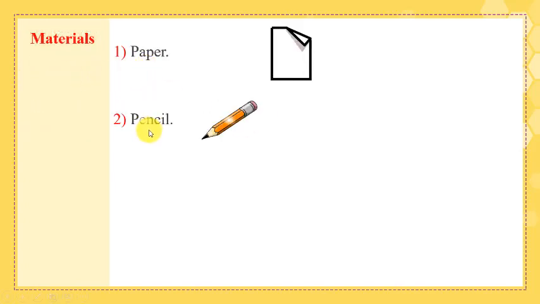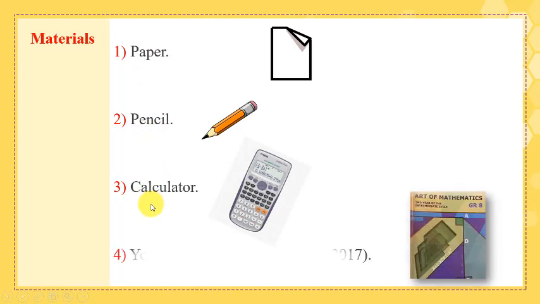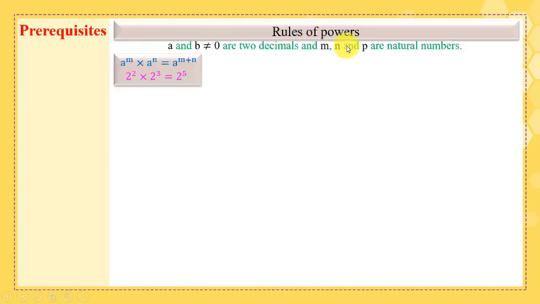Please put in front of you paper, pencil, calculator, your textbook edition 2012 or 2017. Before starting this video, students must recall the rules of powers. a^m times a^n, same base, different exponent, we add the exponents. Example, 2^2 times 2^3 is equal to 2^5.